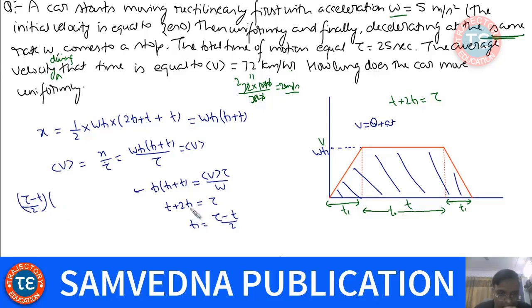Okay, and this will give me what? t1 plus t would be, let me write like this here, tau minus t by 2 plus t.